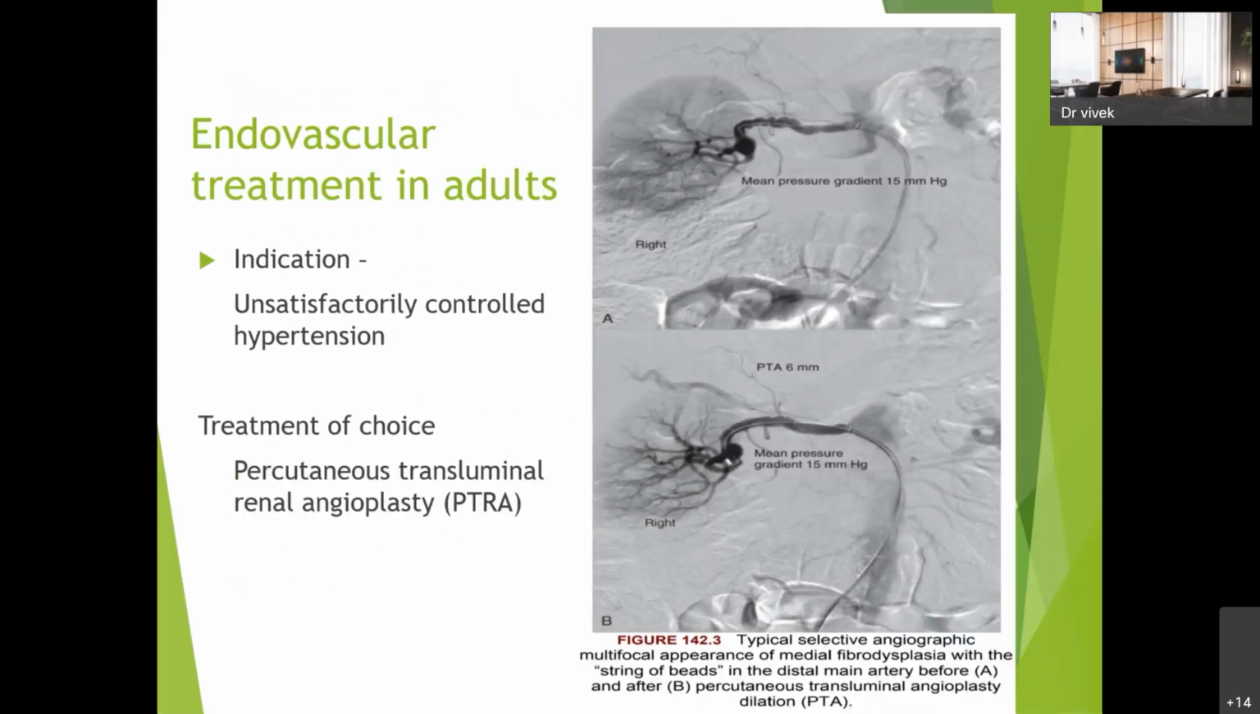Endovascular treatment is indicated when medical treatment fails and there is unsatisfactory control of hypertension, and the usual treatment is percutaneous transfemoral renal angioplasty. The screen shows a patient with the mid and distal renal artery showing a string of beads appearance, and after he underwent PTRA, the main renal artery can be well visualized.